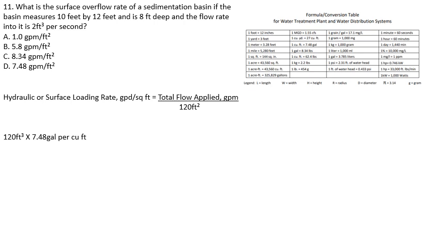Well, we want gallons per minute. We have 120 cubic feet per minute from the last math problem. And we are going to times it by 7.48 gallons per cubic foot. That gets you 897.6 gallons per minute, divided by the 120 square feet we got from multiplying 10 by 12. The answer to this question is 7.48 gallons per minute per square foot.